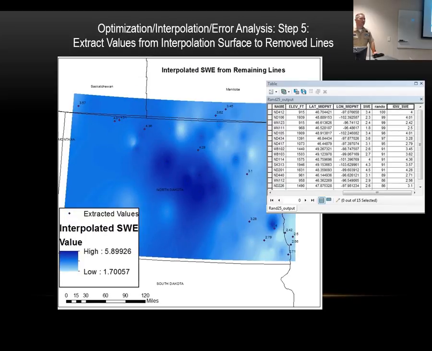Next step was extract from grid. So the lines that I had removed, I assigned a value based on the results of the raster. And you can see there that IDW, so this was an inverse distance weighted snow water equivalent measurement. For the top line there, it picked out 4, and then you can see the actual measurement of 3.4 nearby.